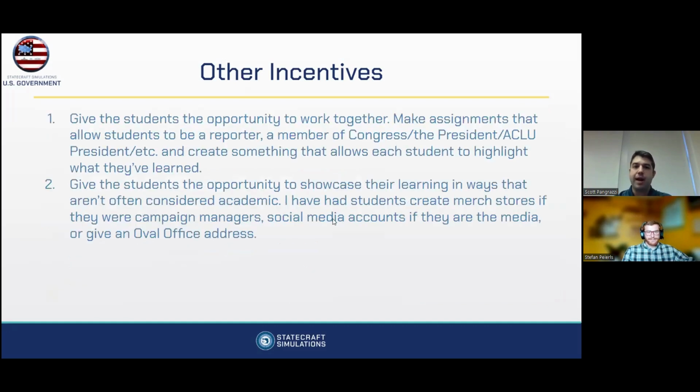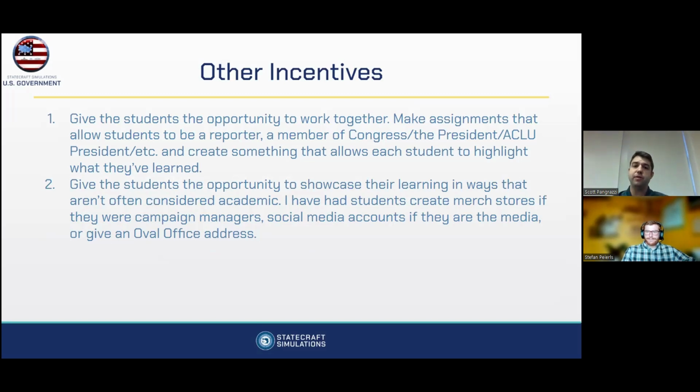And then the way I do look at incentivization: give the students the opportunity to work together, make assignments that allow students to be a reporter, a member of Congress, president, ACLU, et cetera, and create something that allows each student to highlight what they've learned, right? Find a way. There's always a way in government for them to connect with each other, whether through the structures of government or through the way that we as citizens, or watchdogs, look at what government does to make sure that they're not overstepping their duties and responsibilities. Find ways for those different groups to interact.